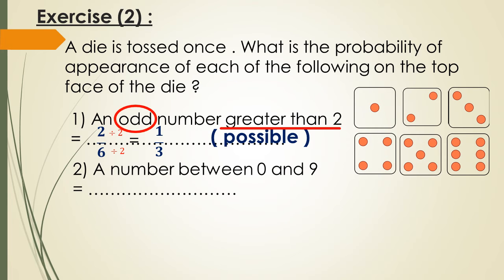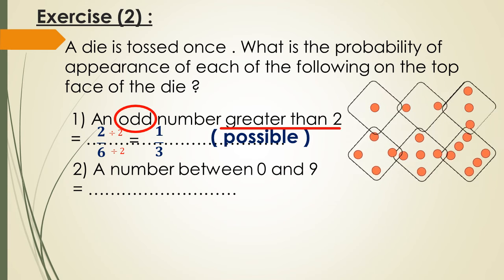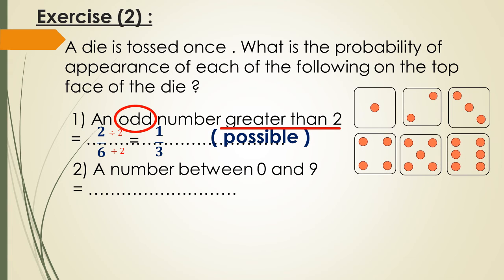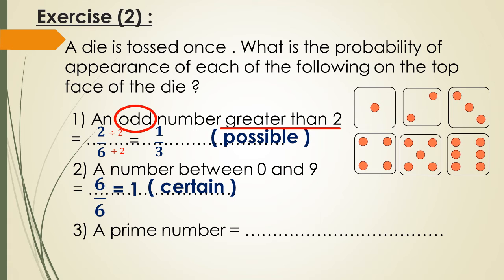And now number 2, a number between 0 and 9. Let's count how many numbers between 0 and 9 we have. We have 1, 2, 3, 4, 5, and 6, which means all the faces are between 0 and 9. So as a fraction, it will be 6 over 6, which equals 1. It's a certain event.